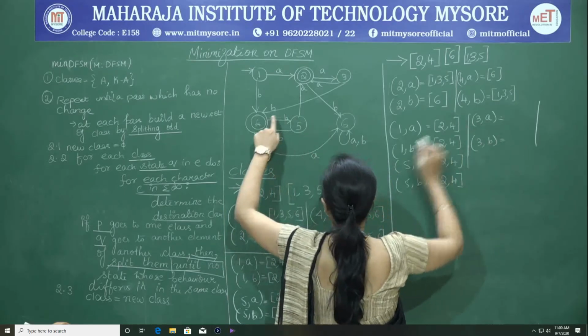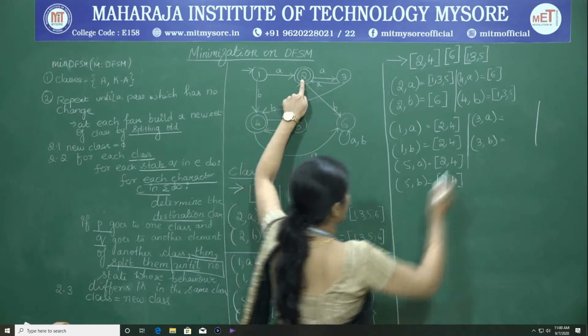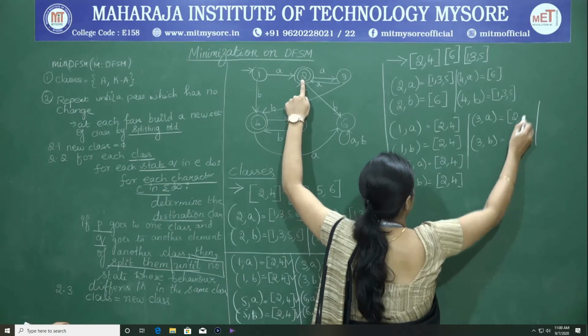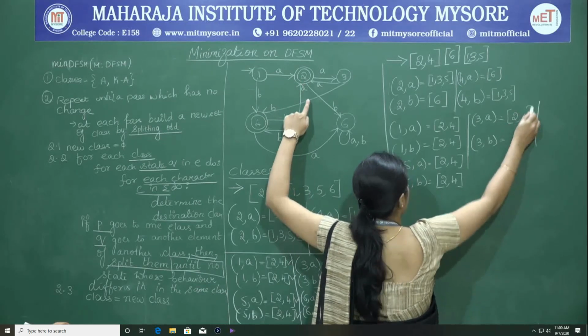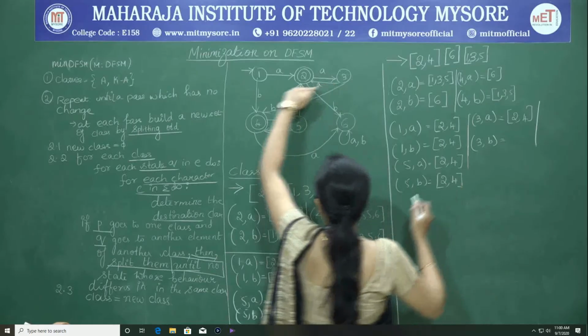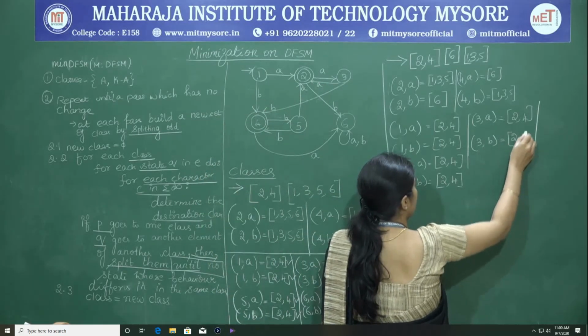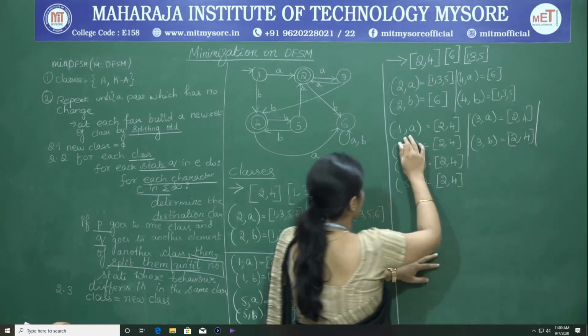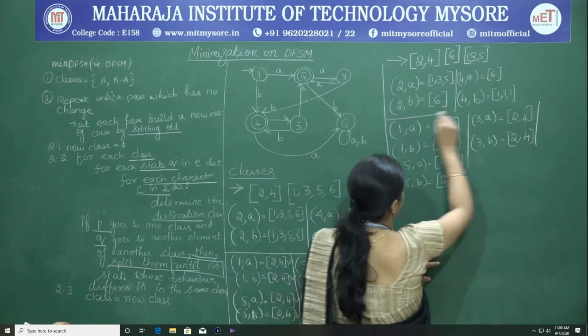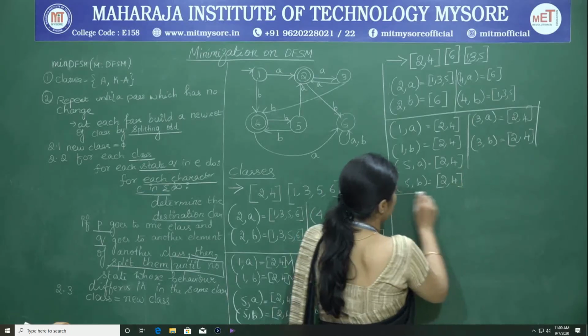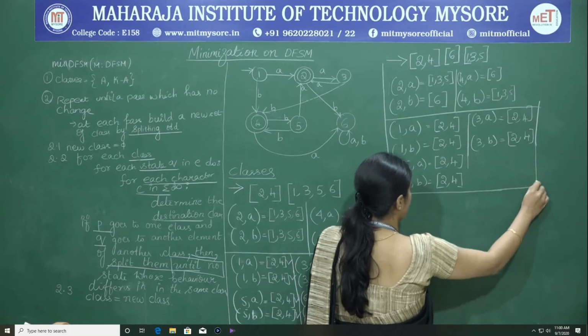Next, 3 on A is going to 2, so therefore it is 2 comma 4. Next, 3 on B is going to 4, so therefore it is again 2 comma 4. So all of them, that is 1, 5 and 3, have all got the same behavior. So there is no need to split this class.